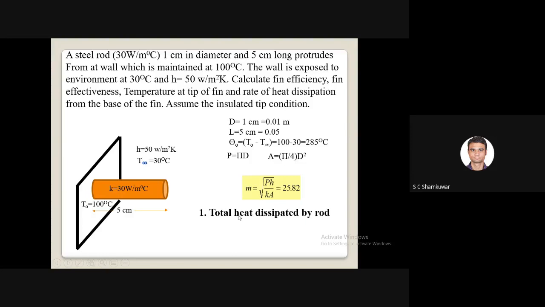First, you will calculate the total heat dissipated by the rod. Now, the total heat dissipated by the rod is equal to the total heat present at x equal to 0. Therefore we will use the same formula: Q is equal to under root HPK theta 0 tanh mL. Now you tell me the value. I have told you everything now.